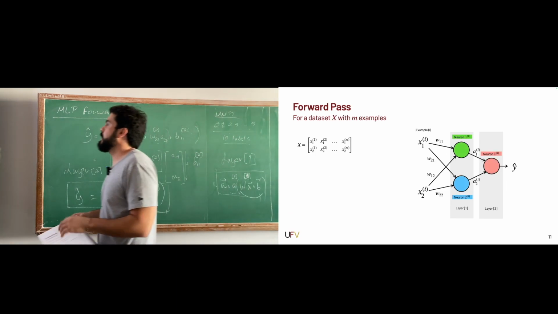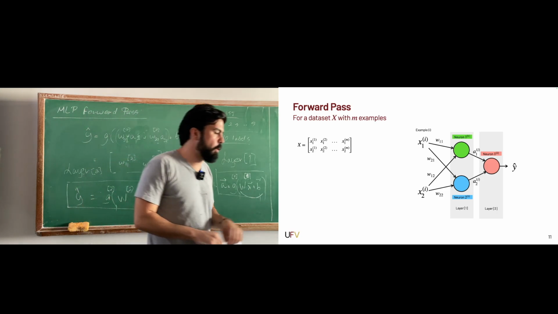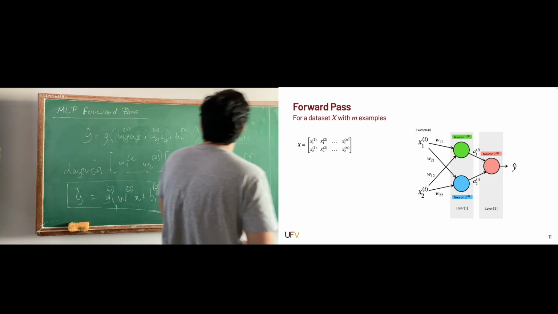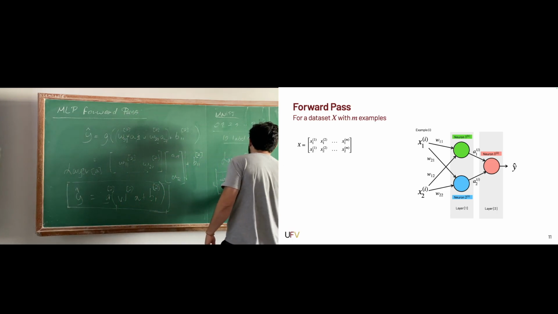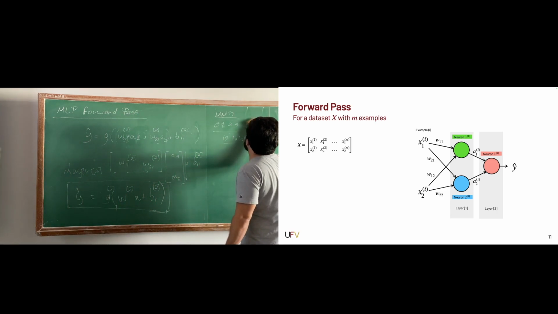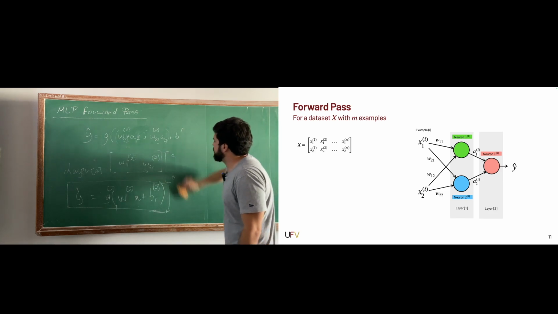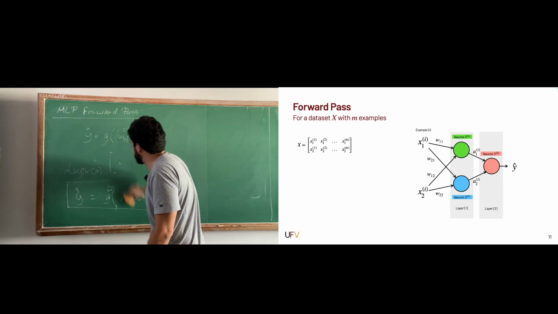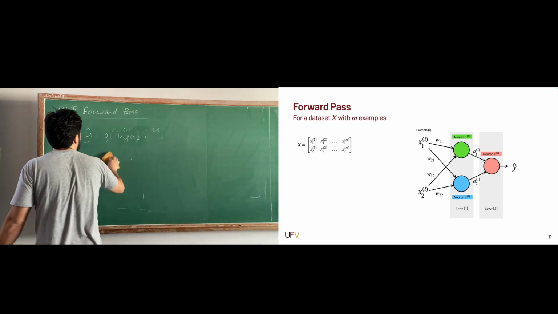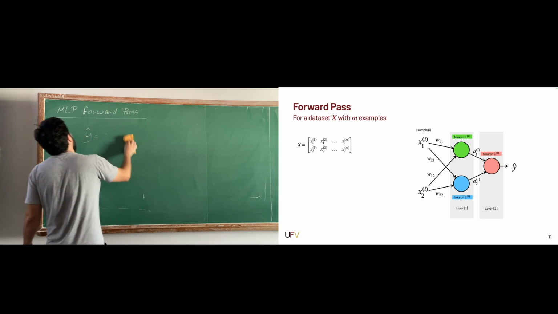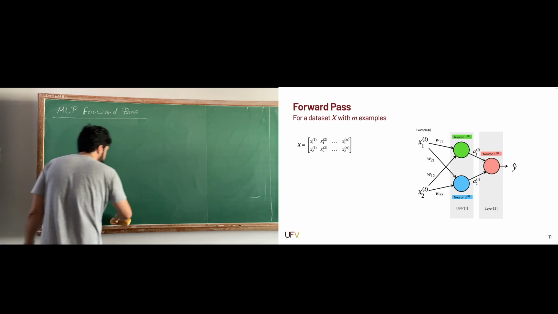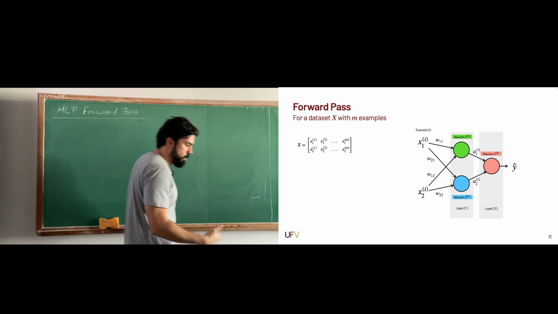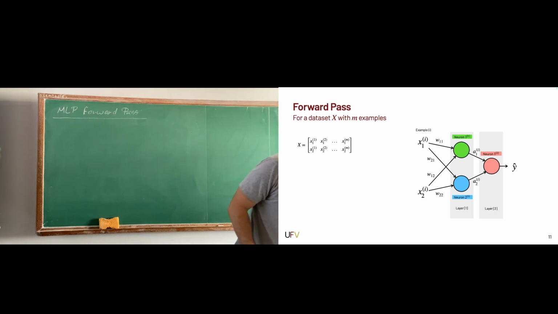So here's how we're going to do the forward pass for an entire data set. Remember, we want to do these calculations using matrices and vectors as much as possible, because we're going to be dealing with very large data sets and large neural networks, so we don't want to use for loops in our code.